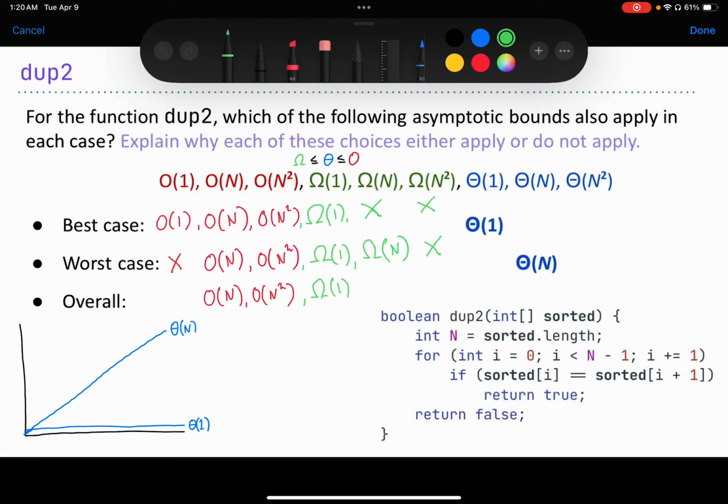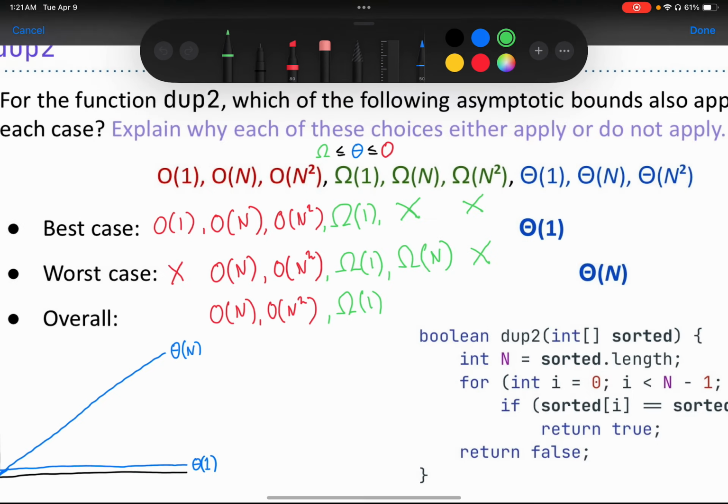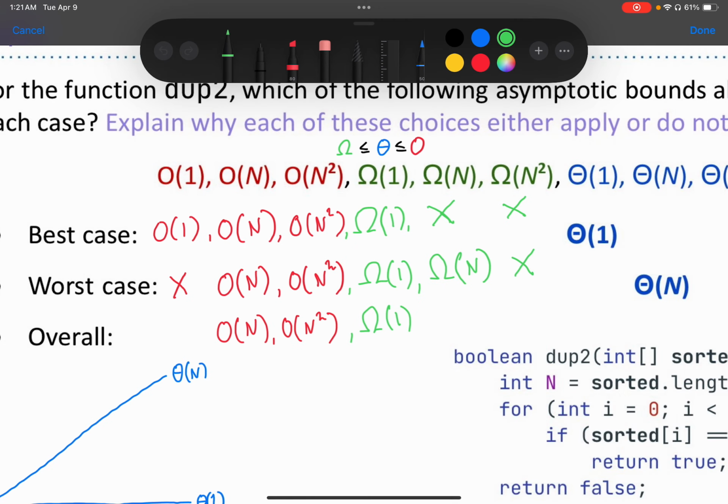Alright, so based on the function Dup2, which of the following asymptotic bounds apply in each case? So given the fact that the best case for Dup2 is theta 1, we know that theta 1 is not less than, but it is equal to O of 1. Thus, that case applies. So that's good.